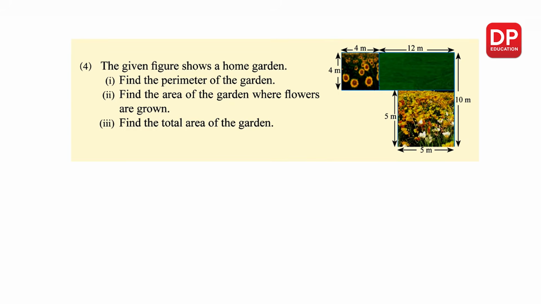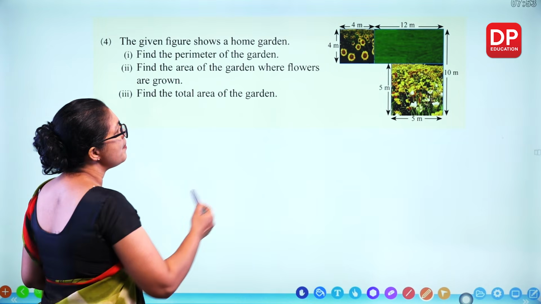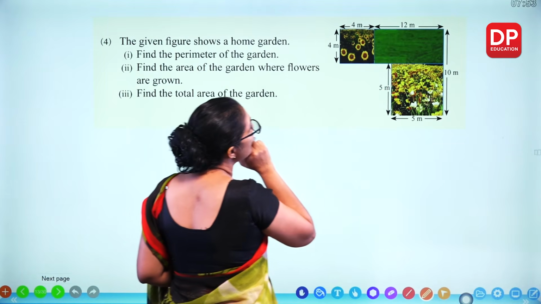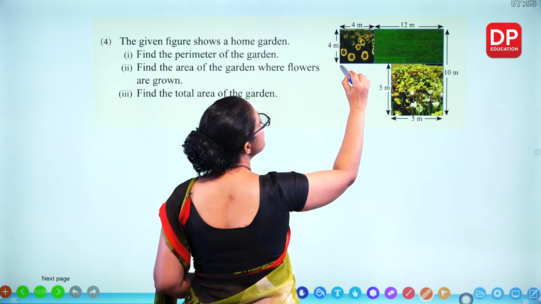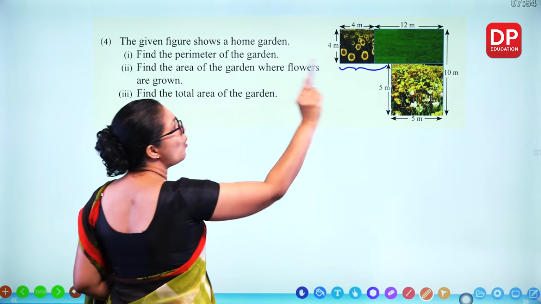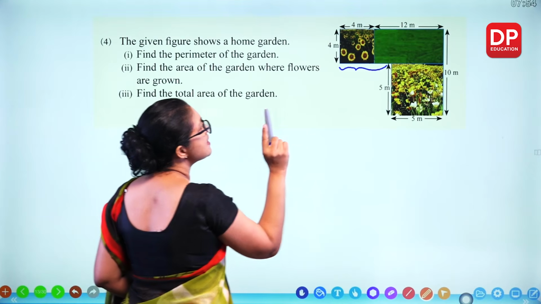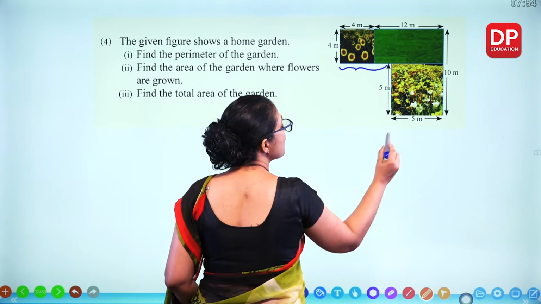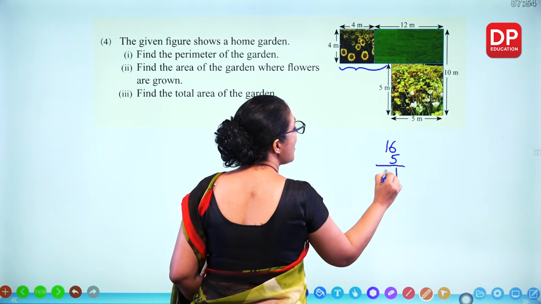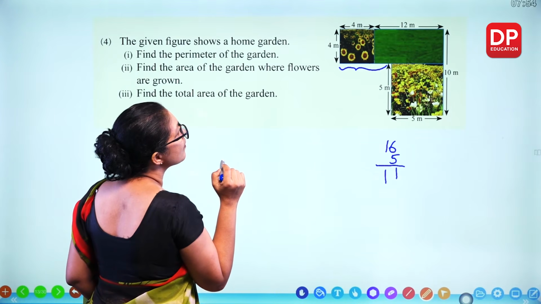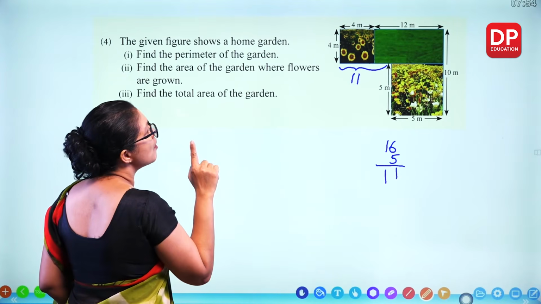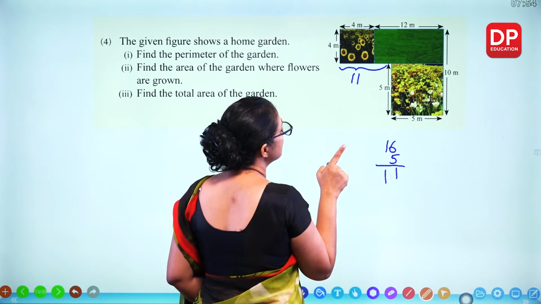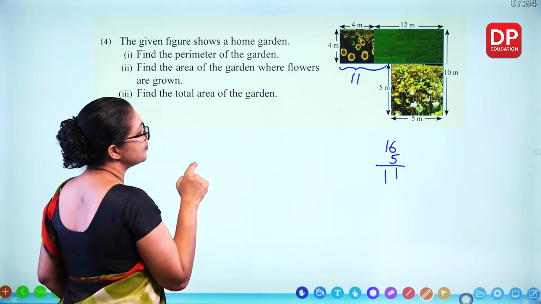Question number 4. The given figure shows a home garden. Find the perimeter of the garden. So perimeter means outer length. Look carefully. All the lengths are given except this one. How can we find out this length? The total length is 12 plus 4, 16. And when you subtract 5, 16 minus 5, you get 11.